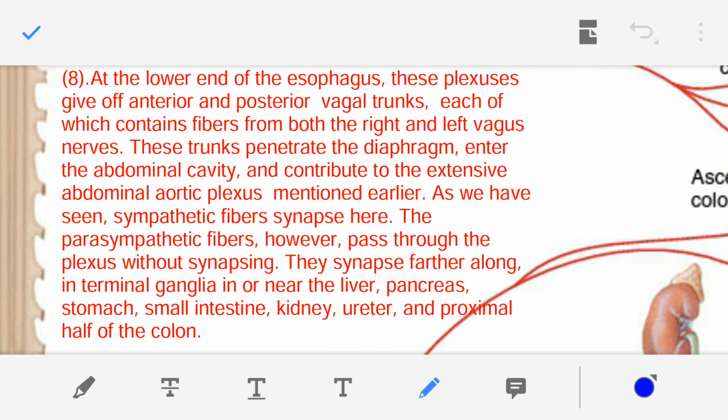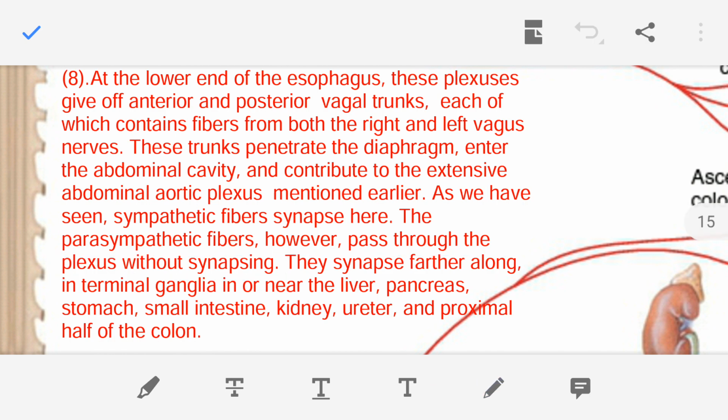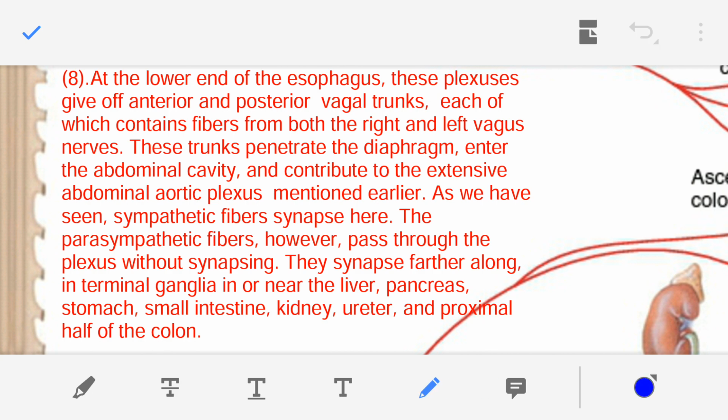Now, as we have seen, sympathetic fibers synapse here, and the parasympathetic fibers, however, pass through the plexus without synapsing. So the parasympathetic fibers do not synapse and they pass through this plexus. Now the parasympathetic fibers synapse further along.